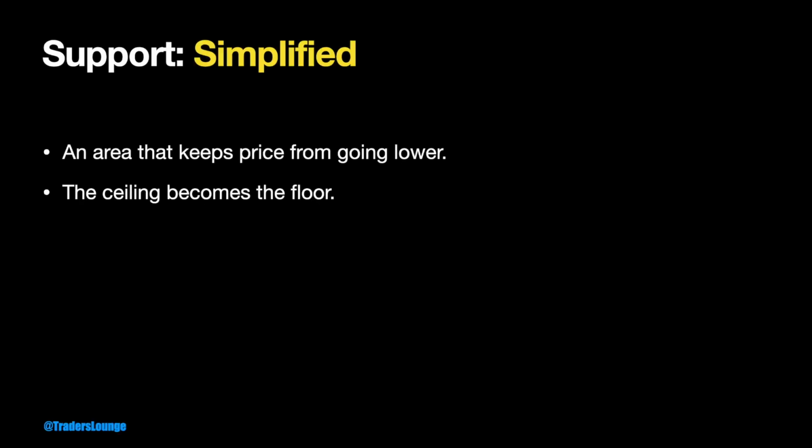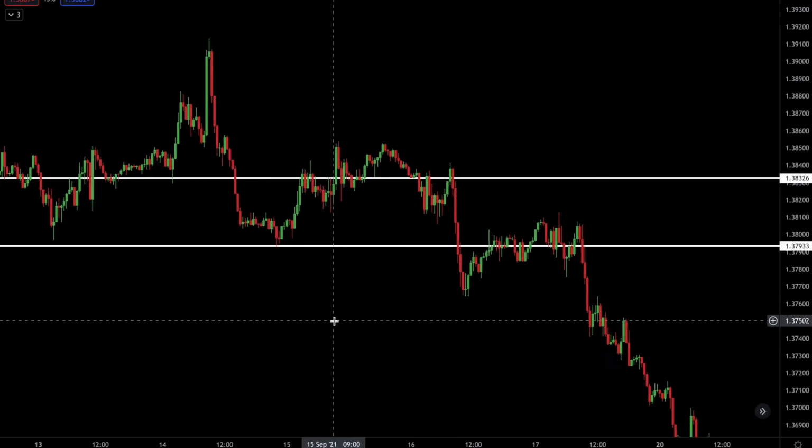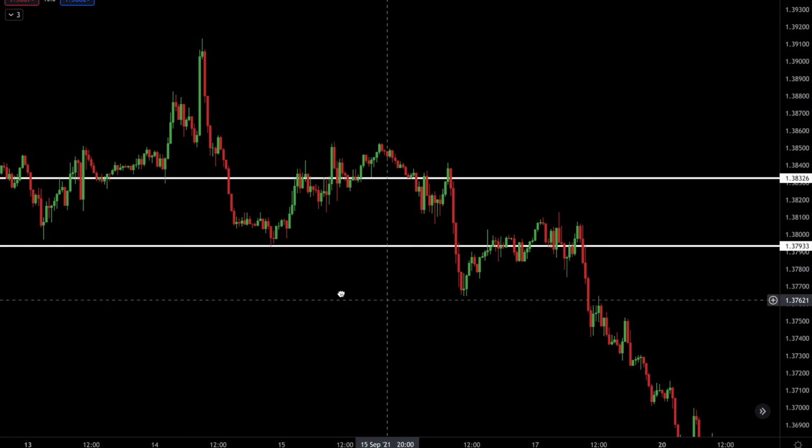So let's go into support. This is support simplified. Basically, it's an area that keeps price from going lower. And sometimes, I know you guys have probably heard, there's a saying that the ceiling becomes the floor. So we're going to go into that really quickly. I can show you guys support here. This is a Forex chart. So this is GBP USD.